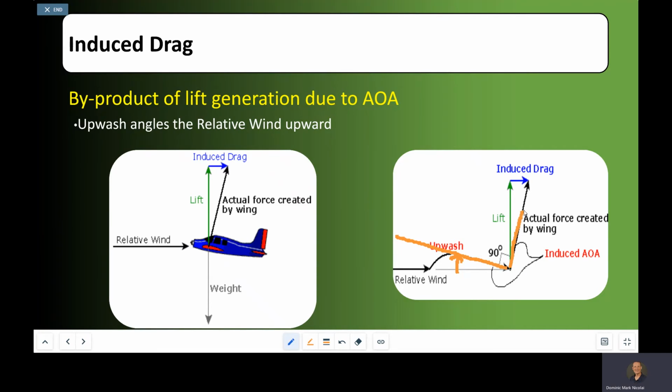So this new vector here is really where lift is acting, which means lift is now acting not only upward, but a little bit behind. That means it's pulling you back a little bit. So that's what we call induced drag. So the difference between where the lift should be and where the lift is tilted back to, that's your induced drag vector.